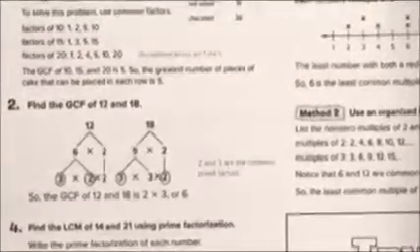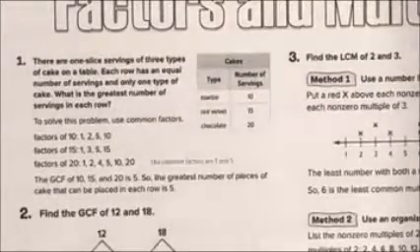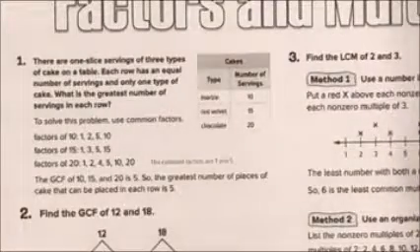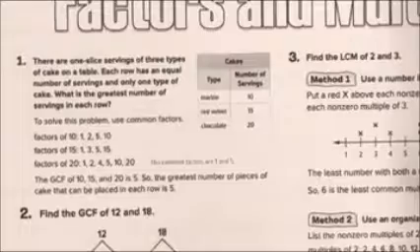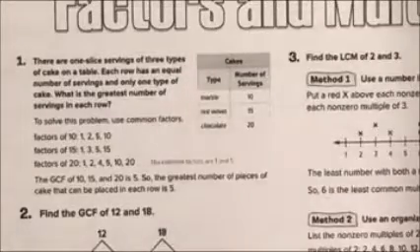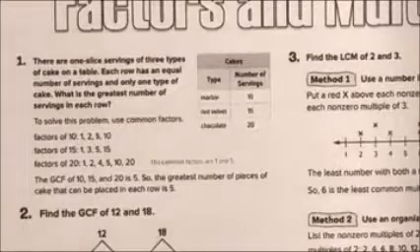All right, moving on to page 9, factors and multiples still. I've got a couple of examples to work through with you. So the first example is this one right here at the top. There are 1 slice servings of 3 types of cake on a table. Each row has an equal number of servings and only one type of cake. What is the greatest number of servings in each row?